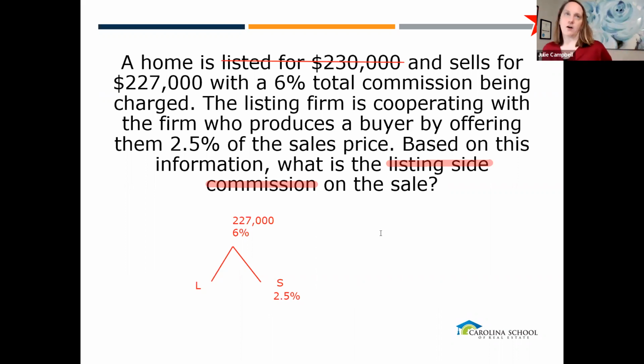If the selling firm is getting 2.5%, why don't you guys share with me in a private chat how much the listing firm, not the amount, but the percent. If the selling firm's getting 2.5%, what percentage is the listing firm going to get?